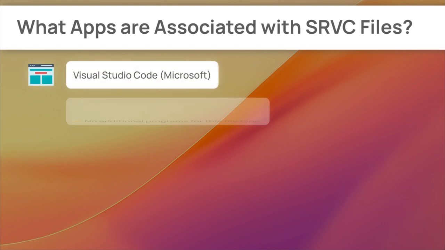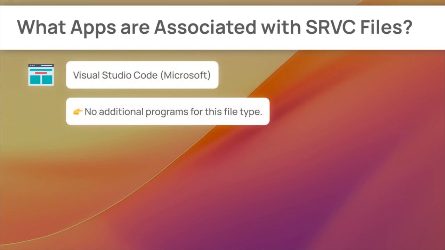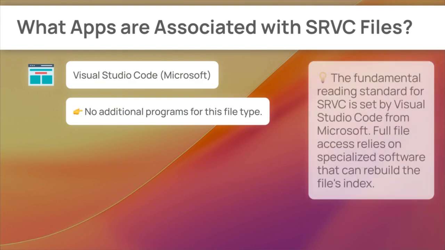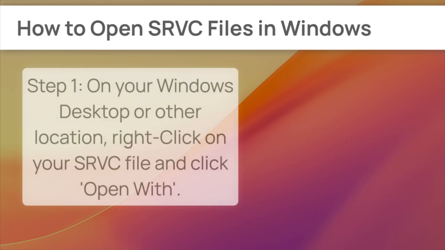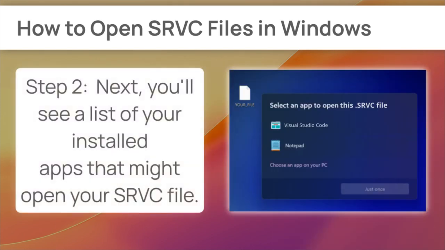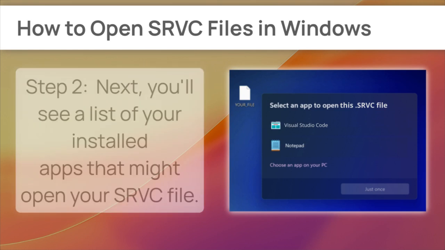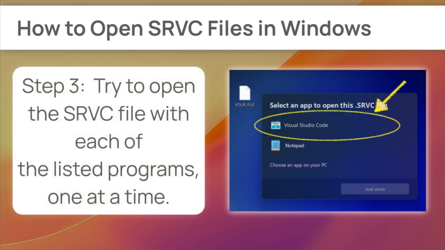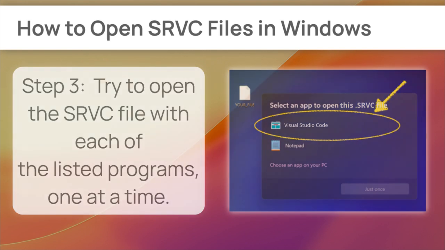Visual Studio Code, developed by Microsoft, is often used as the source validator for SRVC. Full file access relies on specialized software that can rebuild the file's index. Windows treats these files like plain text, but improper changes can disrupt system behavior. For guaranteed results, right-click your SRVC file and select Open With. Use Visual Studio Code first if it's on your PC. If it's missing, try another application. Finding the perfect reader can take a few attempts.